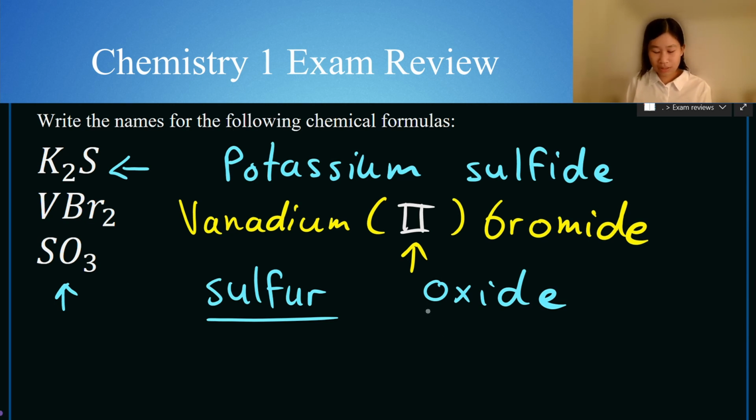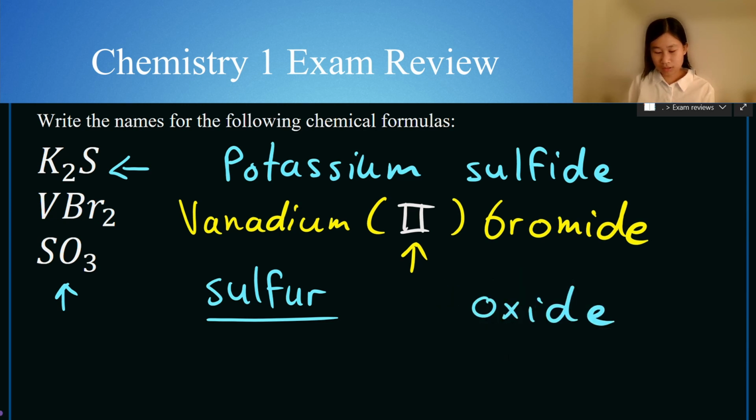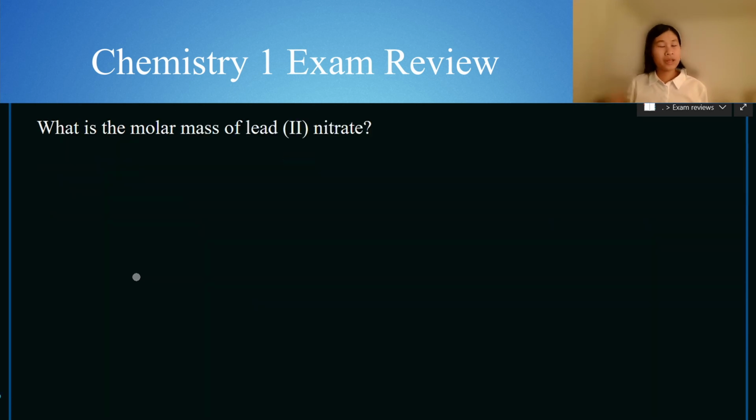Next, we need to put the prefix for 3 because there are 3 oxygens. What is the prefix for 3? It's going to be tri. So sulfur trioxide is going to be the name of SO3. Alright, let's move on and find the molar mass of lead 2 nitrate. Quickly, we need to find the formula of lead 2 nitrate.